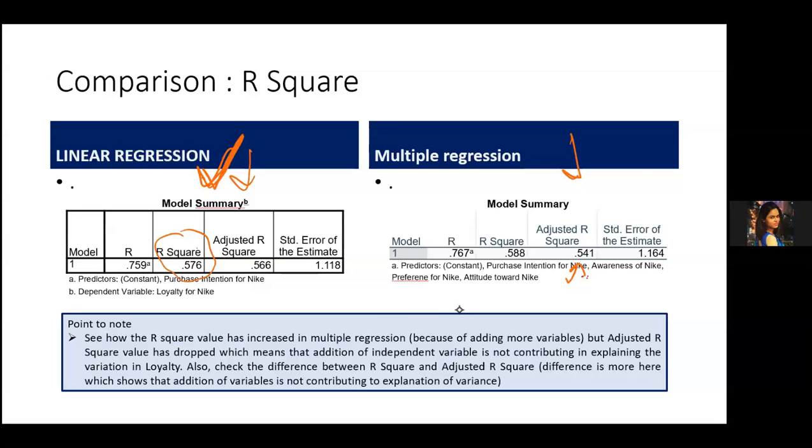जब मैंने सबसे पहले सिर्फ purchase intention लिया था. And after that, I added all these variables, awareness भी, preference, attitude, सब add कर दिया. So by adding these variables, these are not significant predictors. That's why my adjusted R square decreased. 0.566 था, 0.541 हो गया. So I should not include these variables. My linear regression is doing good.